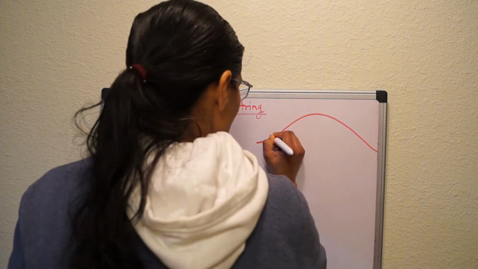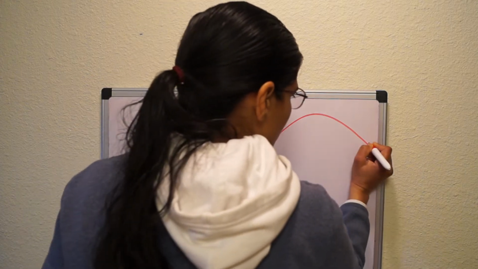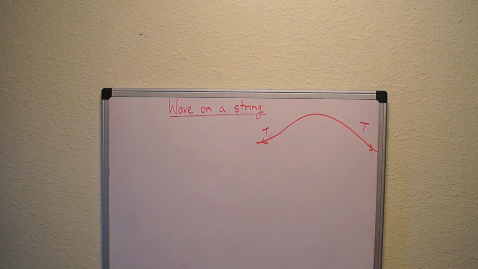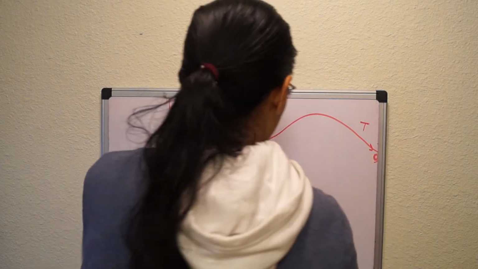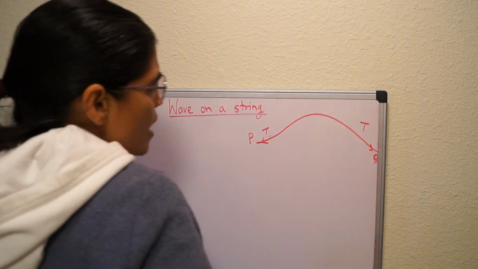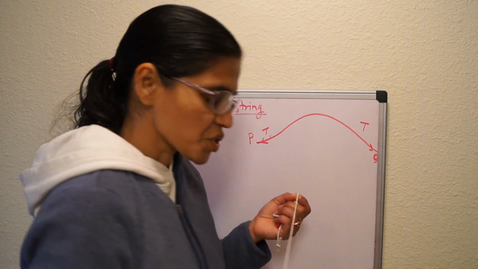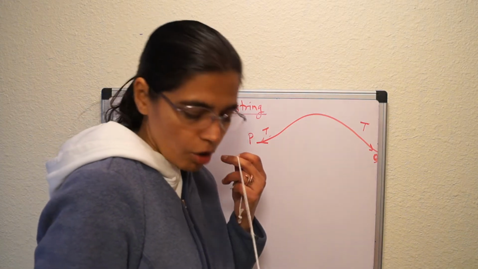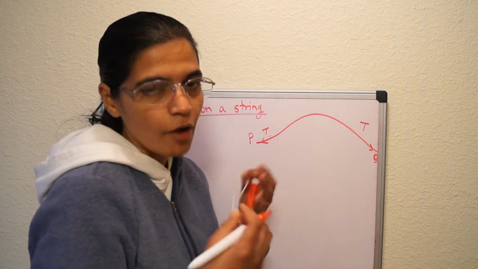There will be tension T on this side, in this segment. There will also be tension T on the other side. Let's call the ends of the string P and Q, so this much of the string, PQ. An important thing about the string is that it is flexible and long; its length is longer in comparison to its diameter. That's how we define a string.